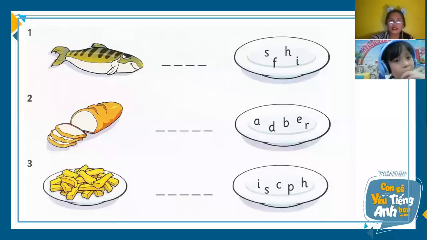Oh, yeah. How about number one? Look at number one. Yeah. Number one. What is that? Okay, number two. Look at number two.